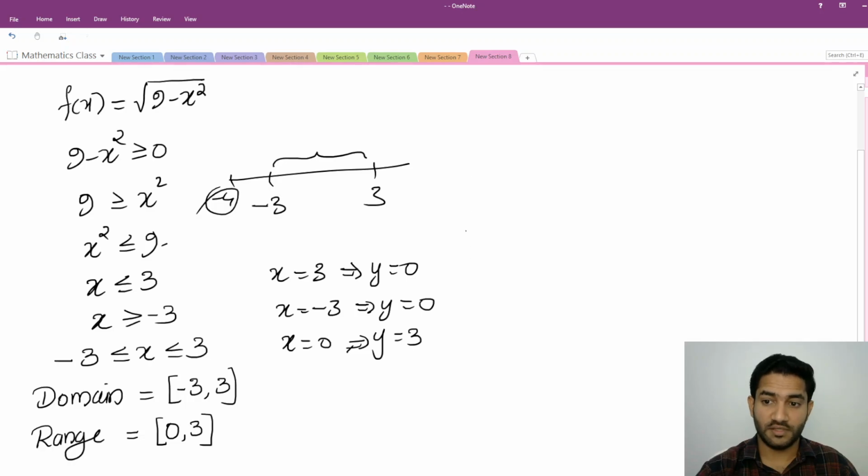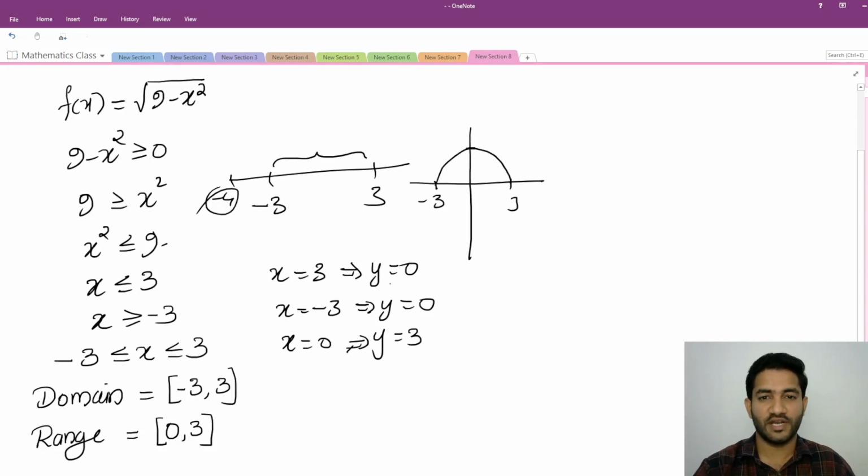If you want, we can draw the graph of this square root of 9 minus x square. So range is 0 to 3 and the domain is -3 to 3. So this is a semicircle with radius 3.